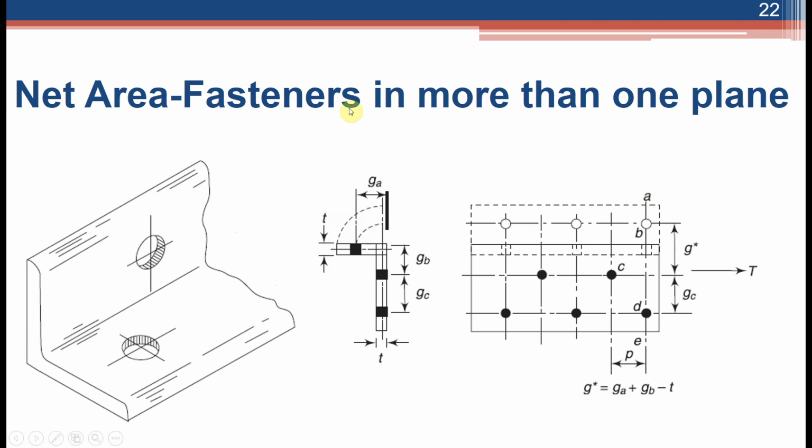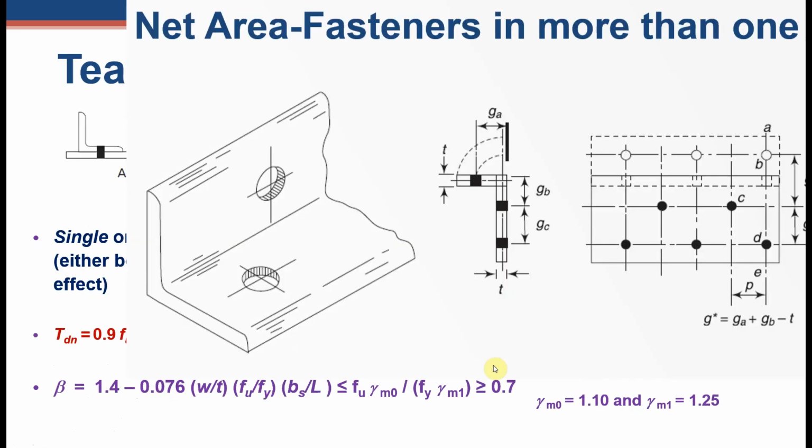Now, net area for fasteners in more than one plane. Here these diagrams indicate the distance of the center of the hole from the edge of the angle section, and what the gauge distances g_b and g_c should be.